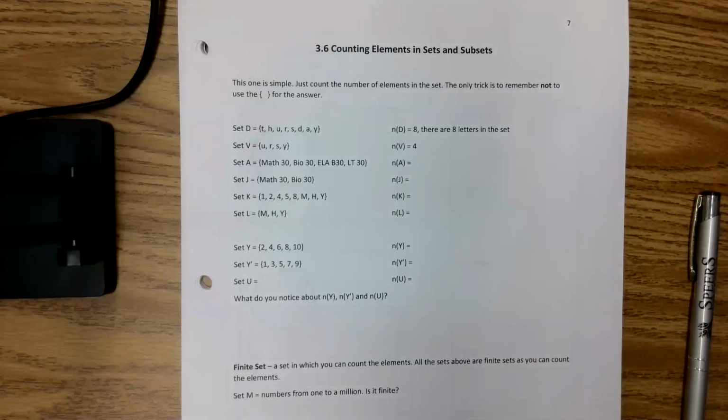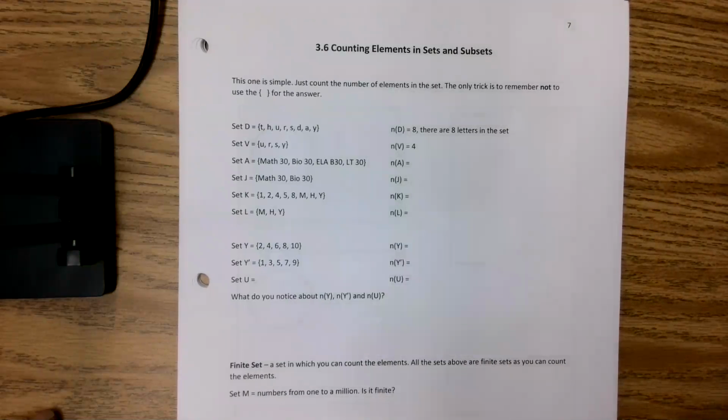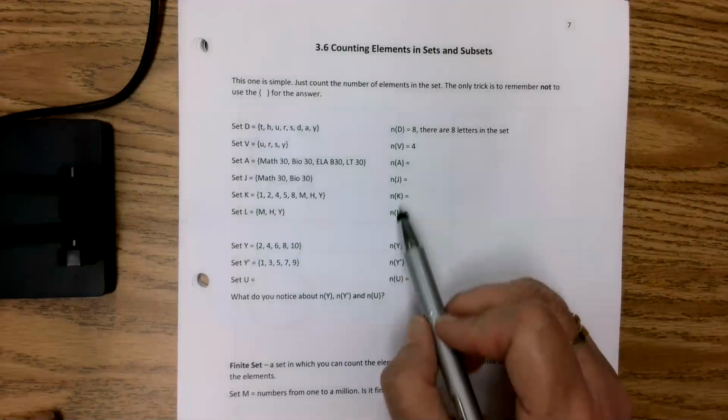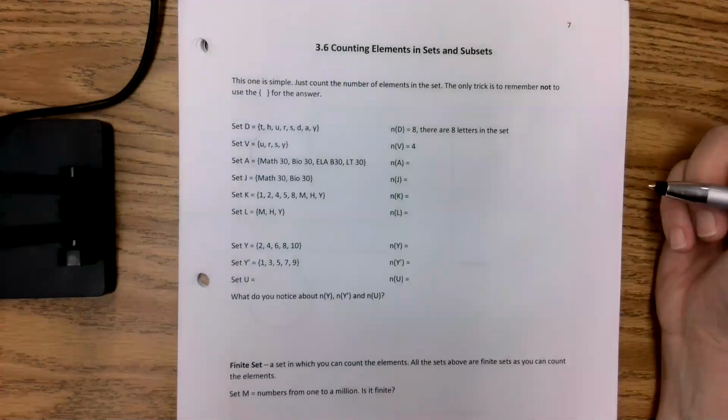All right, guys, here we go. Section 3.6, which is talking about counting elements. This is probably the easiest thing you're going to do. But people mess it up because they see this and they go, I have no idea what that means. Well, the little n out in front just means to count the elements.